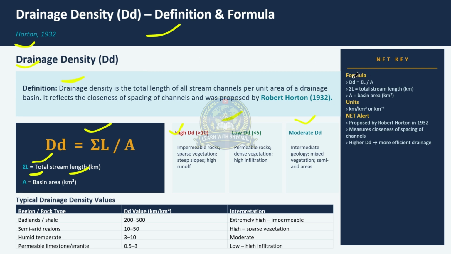DD is the summation of L divided by A, where summation L is the total stream length in kilometers and A is the basin area in square kilometers. Units: kilometer per square kilometer or km^-1. Proposed by Robert Horton in 1932. Always remember that it measures closeness of spacing of channels, and higher drainage density means a more efficient drainage system.